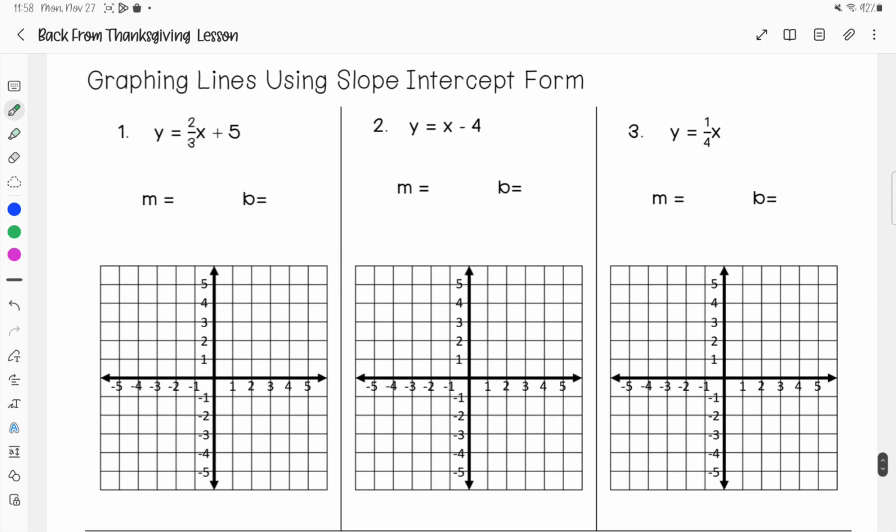So there's two things we need. We need to find our m. Remember, y equals mx plus b. Replace the m and b. So this is my rise, this is my run. My b is my y-intercept.